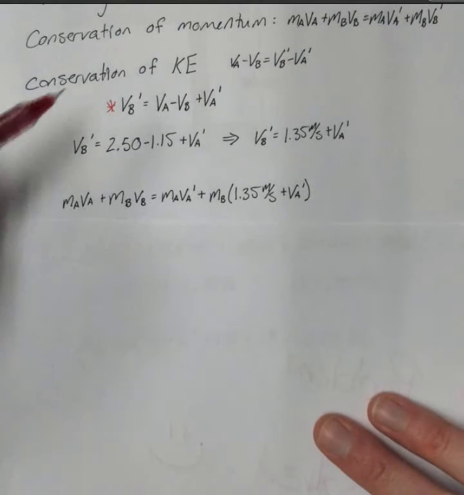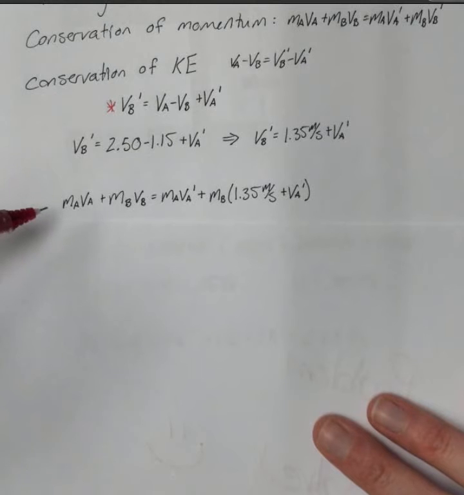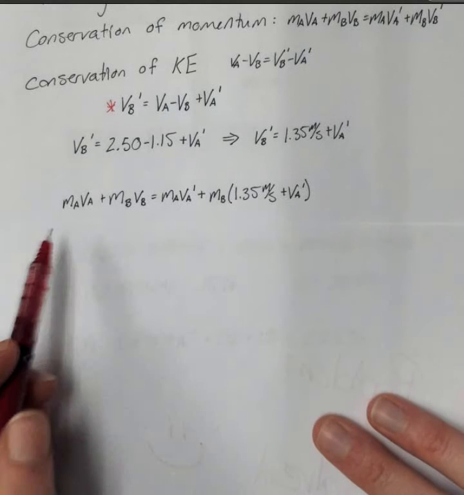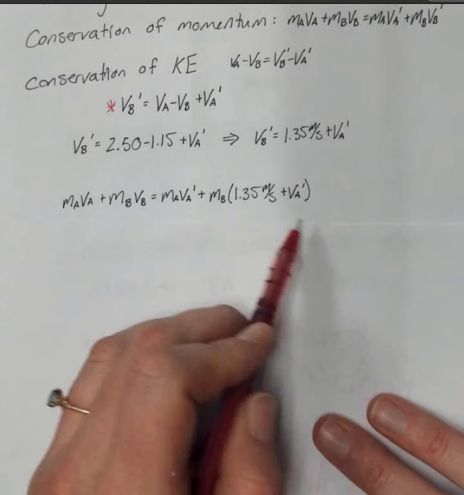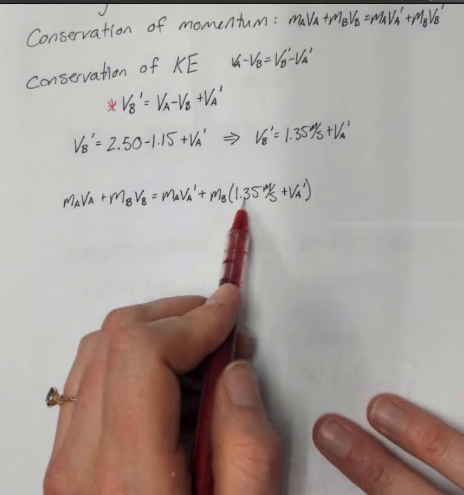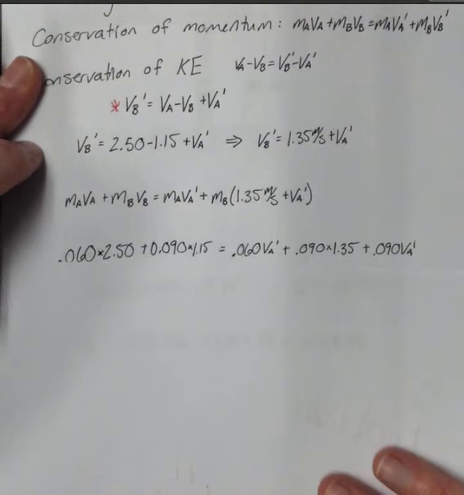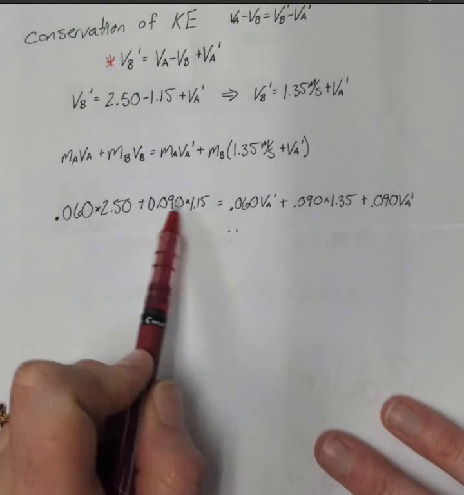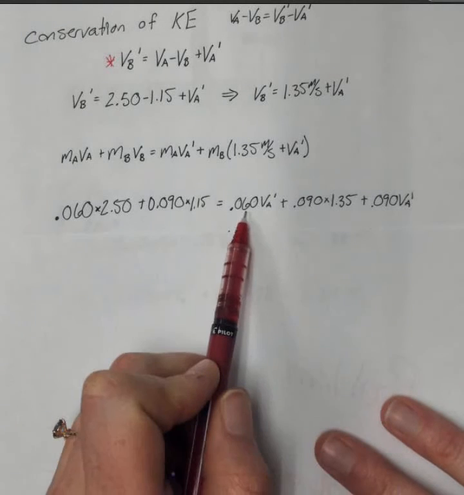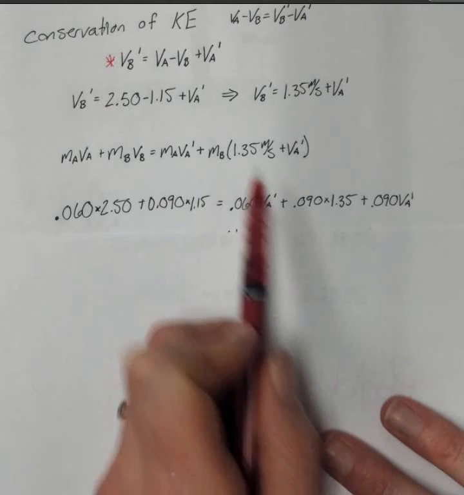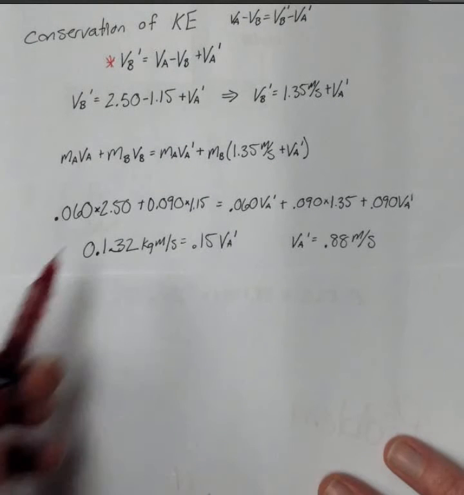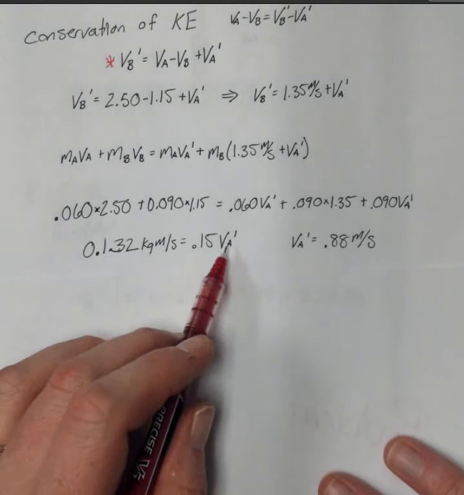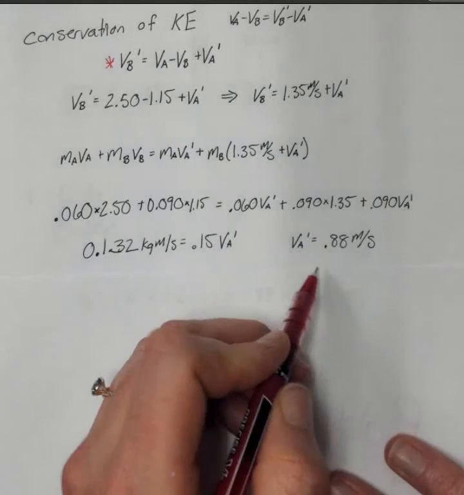We can plug this into our conservation of momentum equation, and here we're going to have another distribution where we have the initial momenta and the final momenta with our one variable plugged in. Plugging in our real values for mass and velocity for before the collision, and mass and velocities for after the collision with our substitution, and combining like variables, we get 0.1 through 2 kilogram meters per second equals 0.15 VA prime. Solving for VA prime, we get that it's 0.88 meters per second.